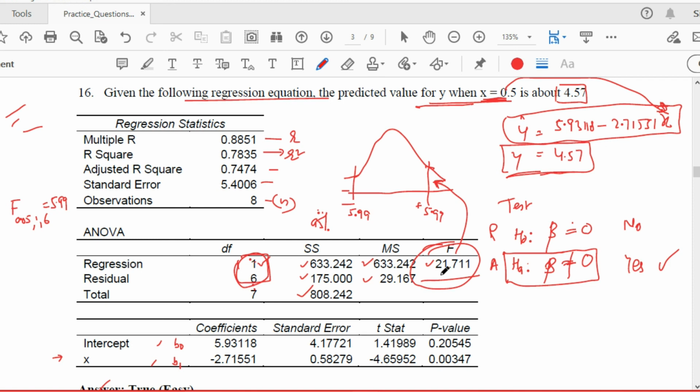Here the p-value is not given. Suppose the p-value is given. Then you can also use it directly, same thing: whatever p-value is here, if it is less than 0.05, remember, same thing, you say yes, there is a relationship. If it is more than 0.05, say no, there is no correlation, no relationship.